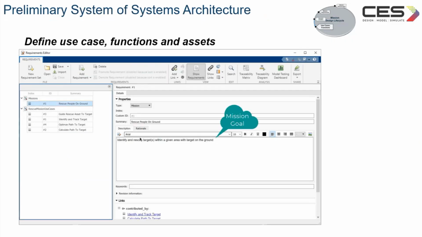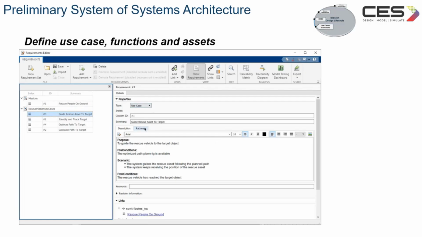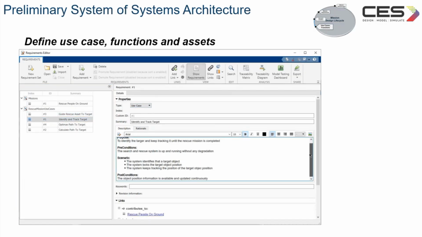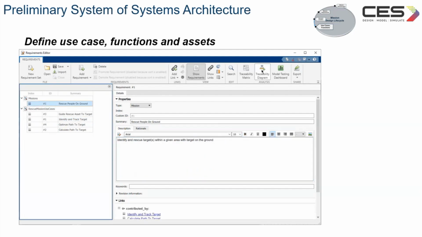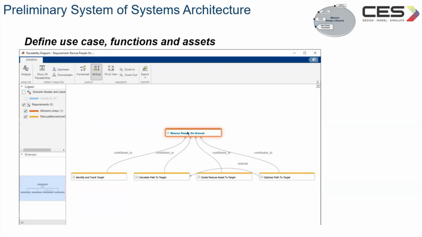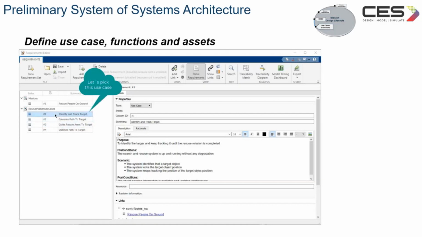Now, once the mission scenario has been defined, the next step is establishing the preliminary system of systems architecture. So we are using the requirements editor for the traceability diagram in MATLAB. And we start defining the mission goal in this case. Okay, we can check the recovery personnel on the ground.